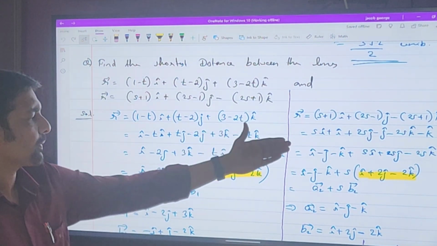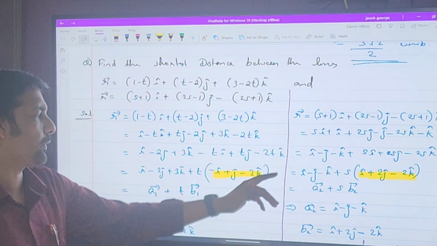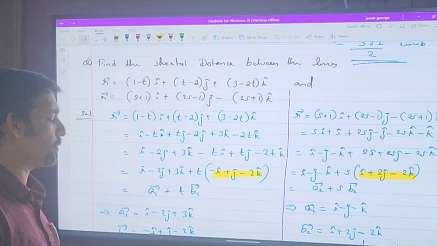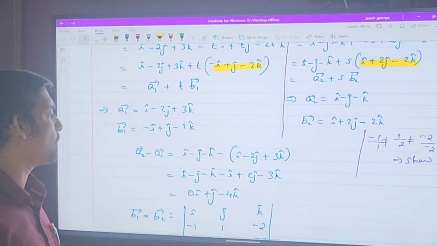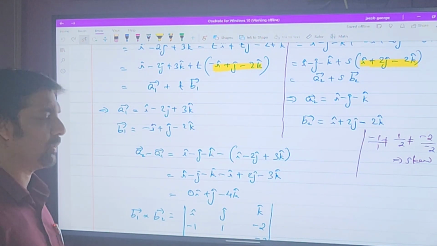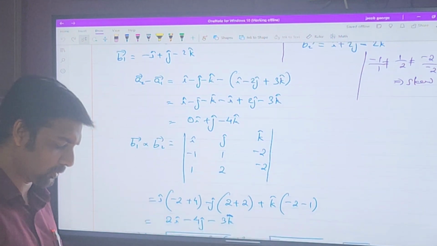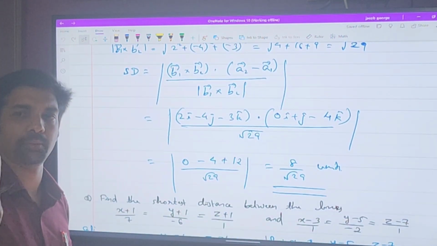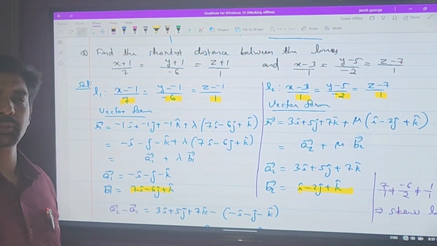The same way, the second line also can be converted: vector A2 plus another constant s times vector B2. In this question also we have to find three quantities: vector A2 minus A1, then B1 cross B2 as a determinant, then modulus of B1 cross B2, and then we will substitute in the shortest distance formula. Now let's see the shortest distance between the lines.